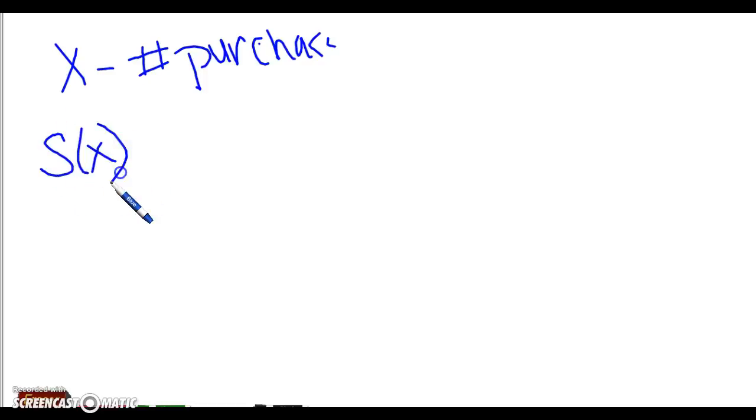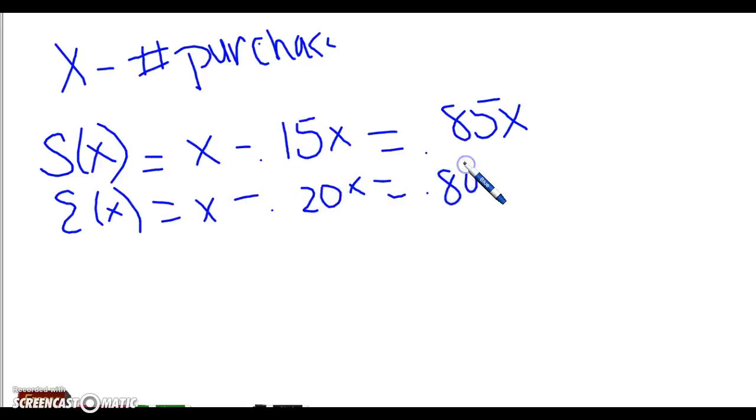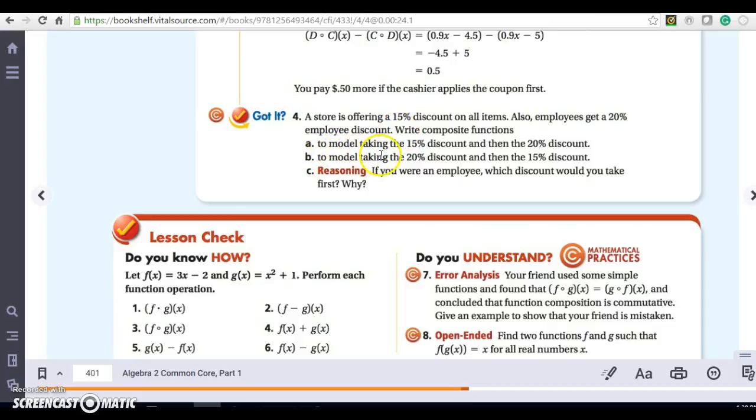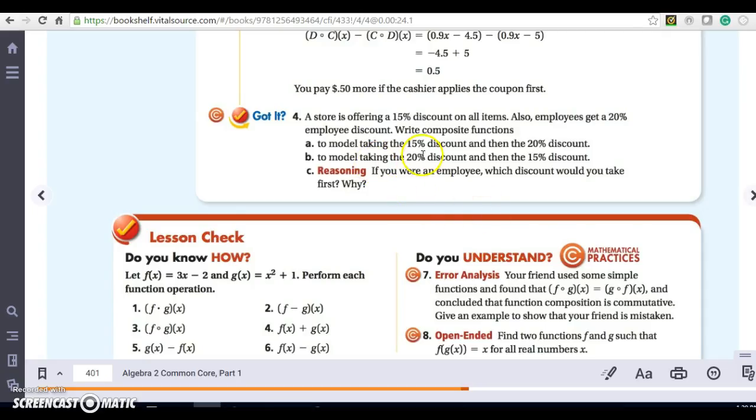So we say the store discount S of X is equal to X minus that 15%, and when I subtract that, I get 0.85X. And my employee discount, let's say E of X, is X minus 0.20X, which is 0.80, or just 0.8X. So if I want to do one taking the 15% discount and then the 20% discount, the 20% discount is the employee, so that's going to come second. So 15, then 20.